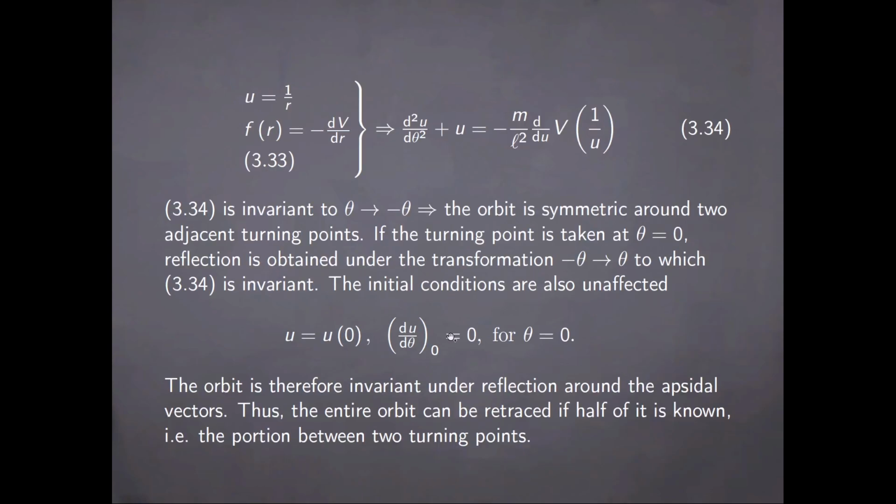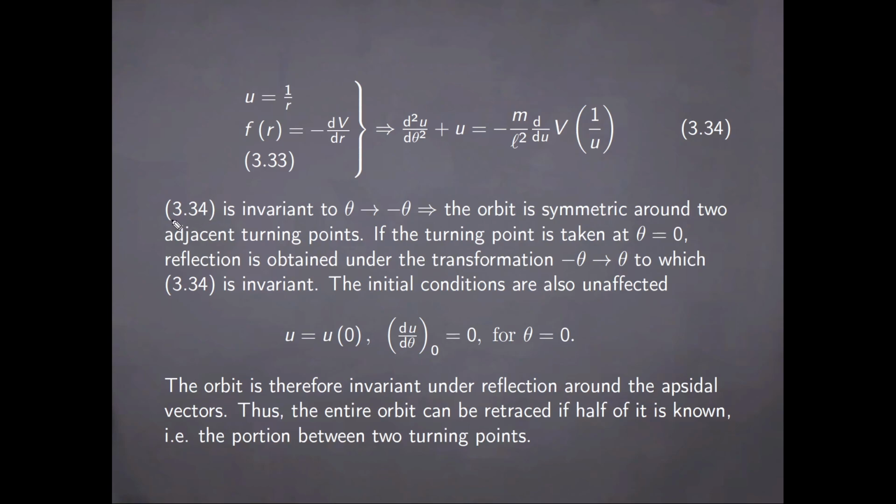However, things can be taken a step further by using the substitution u equals 1 over r and using the fact that the force is derived from a scalar central potential. The orbit equation can be worked in a simple way in order to be brought to the form given here.